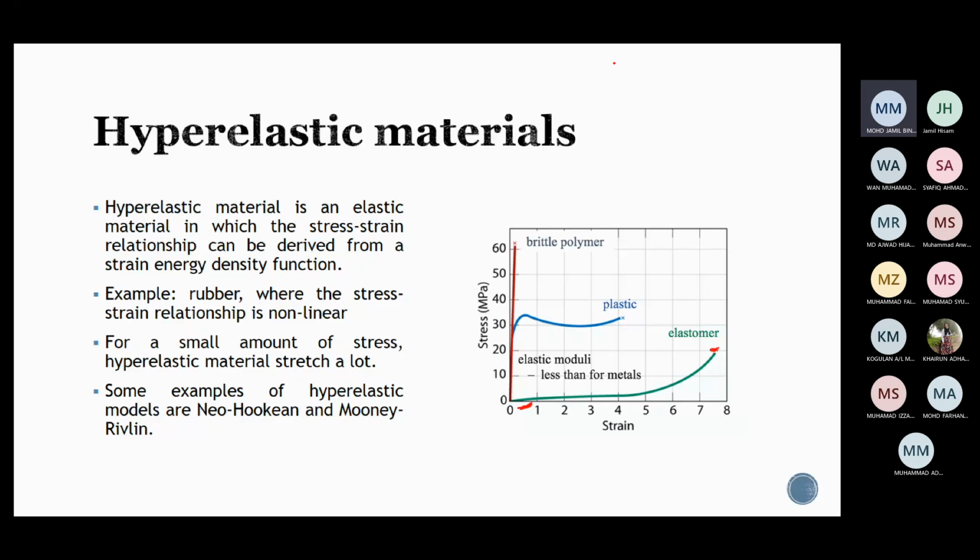So if you have a stress strain curve, linear elastic material maybe behaves like this, but for hyperelastic material it will take a long time before it reaches plastic deformation. Examples of hyperelastic material models are Neo-Hookean and also Mooney-Rivlin material.